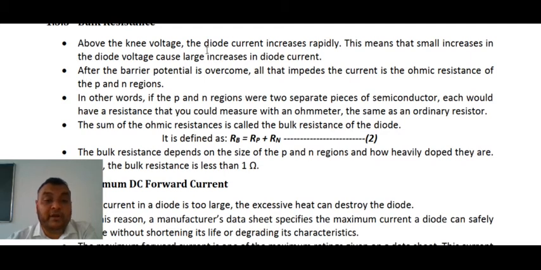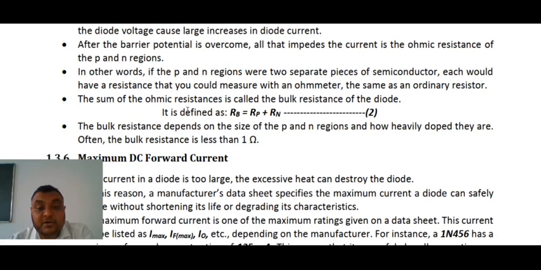Okay, now above the knee voltage the diode current increases rapidly. This means that a small increase in the diode voltage causes a large increase in diode current. After the barrier potential is overcome, all that impedes the current is the ohmic resistance of the p and n regions. In other words, if the p and n regions were two separate pieces of semiconductor, each would have a resistance that you could measure with an ohmmeter, the same as an ordinary resistor, and the sum of the ohmic resistances is called the bulk resistance of the diode.